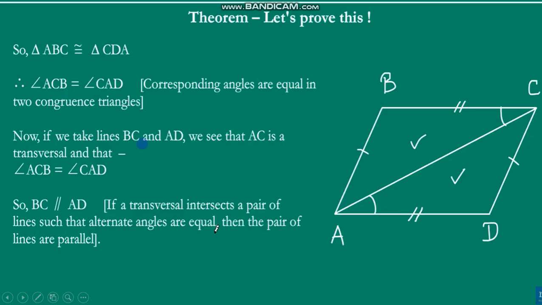Now we take BC and AD. We see that AC is a transversal. Then you can say angle ACB is equal to angle CAD. So BC is parallel to AD. Why? If a transversal intersects a pair of lines such that alternate angles are equal, then the pair of lines are parallel.